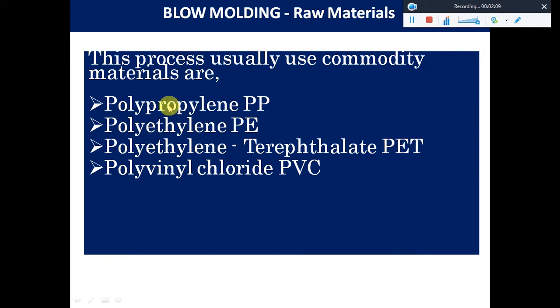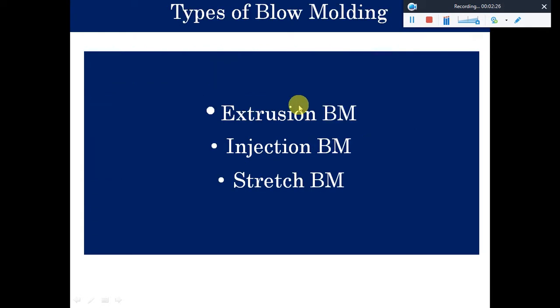The raw materials which we use for blow molding are polypropylene, polyethylene terephthalate, and polyvinyl chloride. These are some of the raw materials used for making products under blow molding. Under the types of blow molding, we have three different types. One is extrusion blow molding, another is injection blow molding, and the third is stretch blow molding. We will see them one by one.